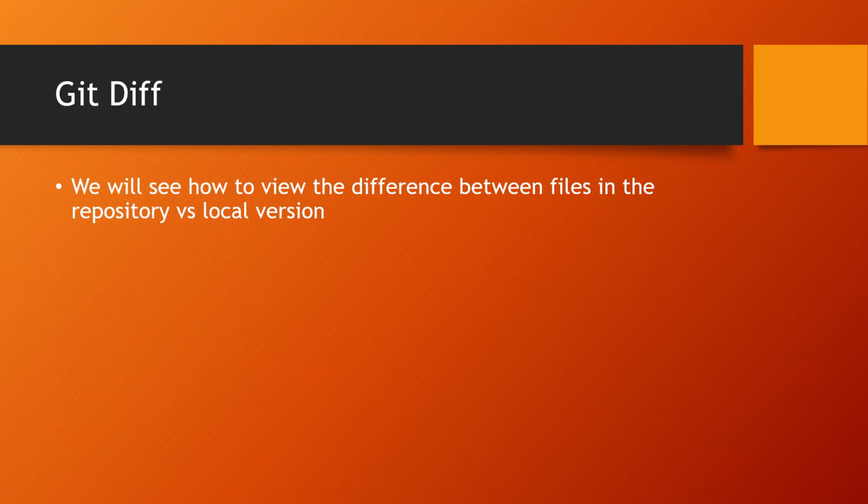This lecture will be a bit more interesting compared to what we have been doing with Git till now. In this one, we will be learning how to view the difference between files which are in the repository versus the local version. For example, if you have a file which is already committed in the repository and you are making a change in the local copy of that very same file, then Git provides a utility using which we can view the changes that were made in the file. So let's go ahead and explore that.